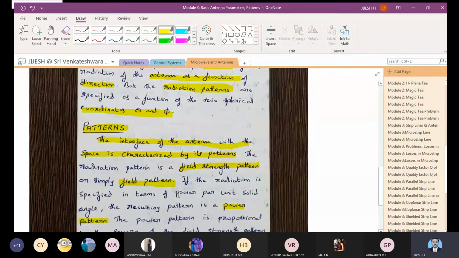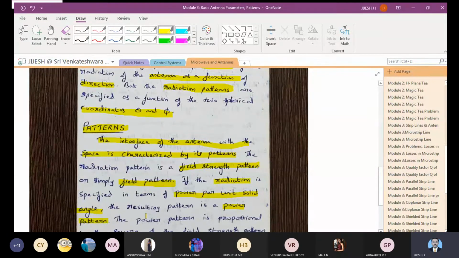If the radiation pattern is a field strength pattern, then it is called a field pattern, and if the radiation is specified in terms of power per unit solid angle, then it is called the power pattern. So you have to understand these two different types of patterns: with respect to field strength, we call it a field pattern, and with respect to power per unit solid angle, a power pattern.